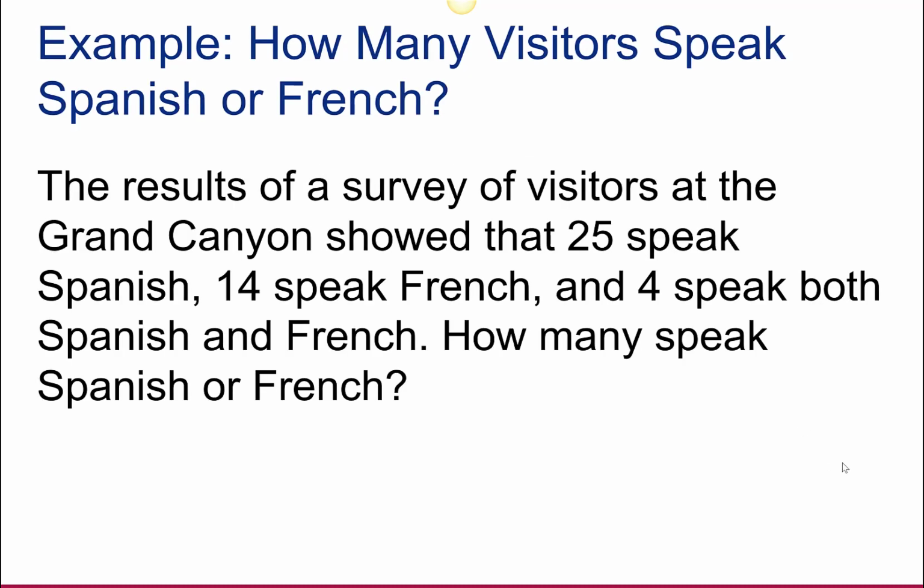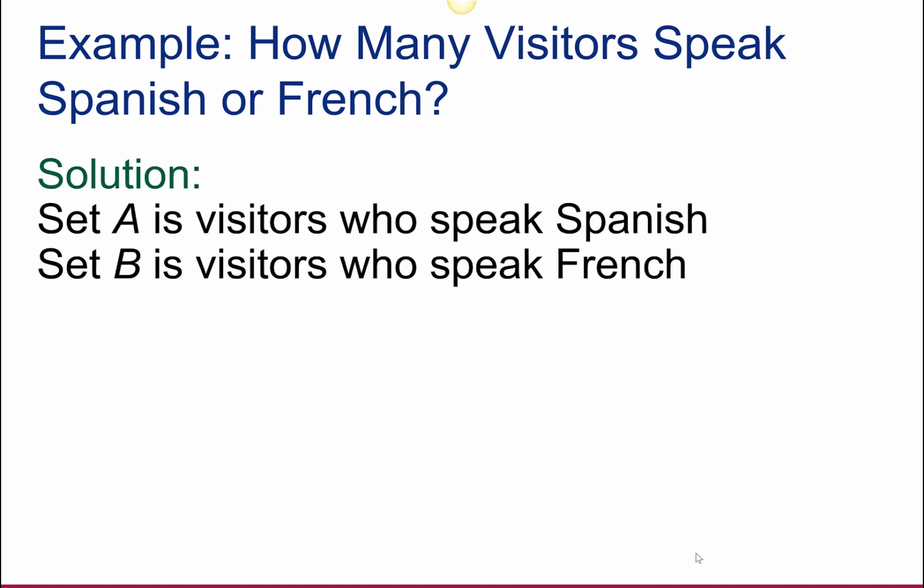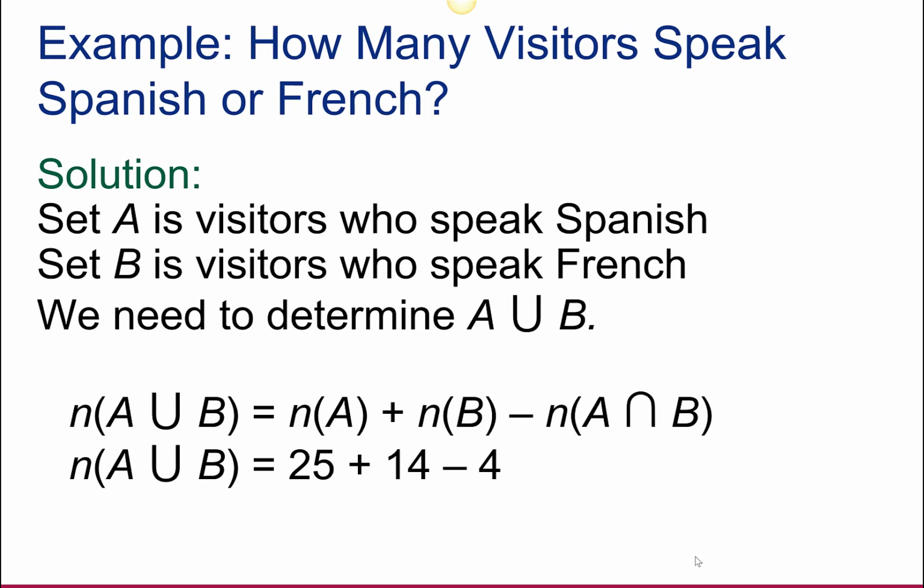So let's work an example. The results of a survey of visitors at the Grand Canyon showed that 25 speak Spanish, 14 speak French, and 4 speak both. How many speak Spanish or French? So A is going to be visitors who speak Spanish. B is going to be visitors who speak French. We want to determine the number in A union B. So 25 speak Spanish, 14 speak French, and 4 speak both. We simplify, so 35 visitors speak Spanish or French.